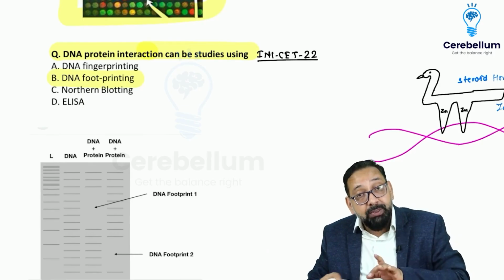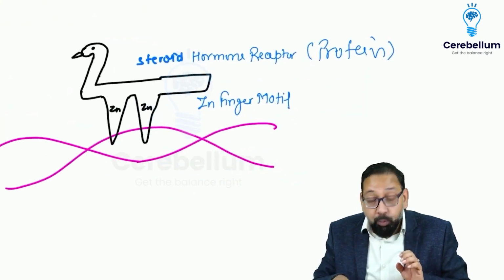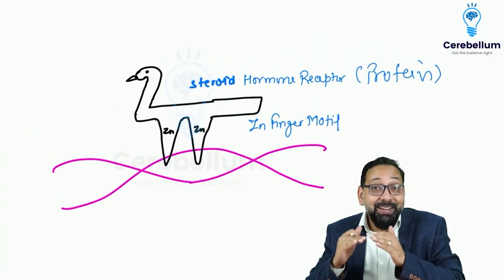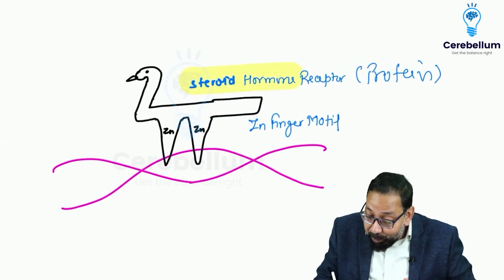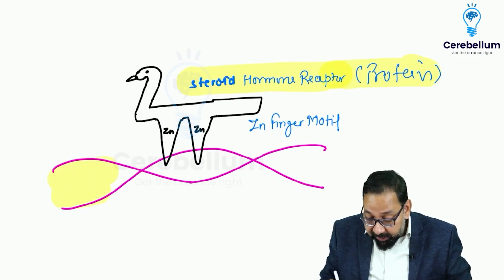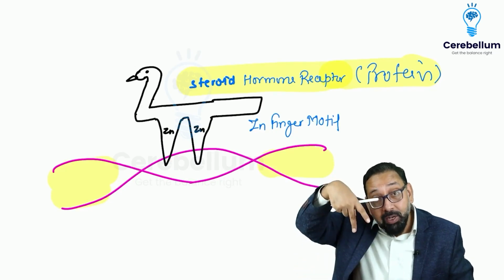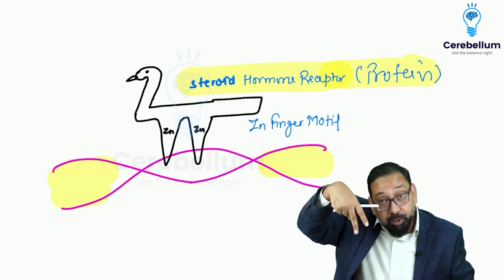A question recently asked that DNA protein interaction can be studied by using DNA footprinting. Before going to the concept, you will remember the mnemonic. We know that steroid hormone receptor bind to DNA. This is steroid hormone receptor, is a protein, bind to DNA. This is double-stranded DNA. And you know, steroid hormone receptors, they have finger-like projections, 2 to 9 finger-like projections are there.